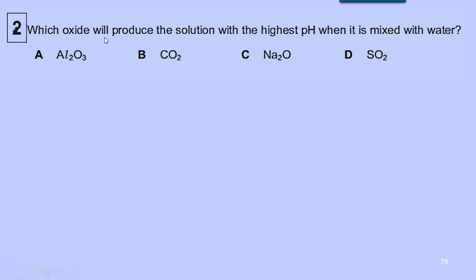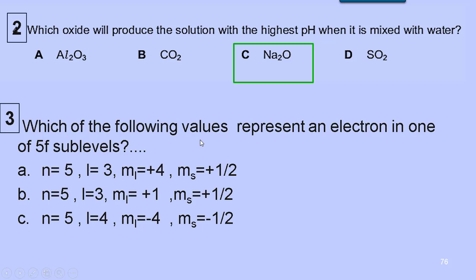Which oxide will produce the solution with the highest pH when it is mixed with water? The solution with highest pH is the most alkaline solution. Alkaline solutions are produced by basic oxides, metal oxides. So we can exclude D and B because they are non-metal oxides. We have two choices left, A and C. We have learned that aluminium oxide is an amphoteric oxide, so we can exclude also A. The correct choice will be sodium oxide.